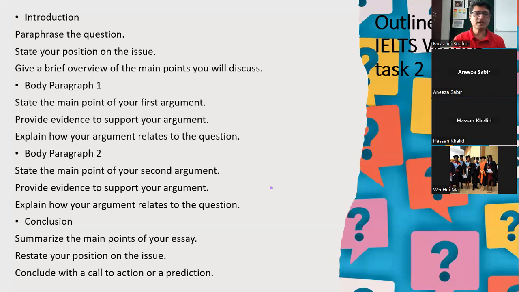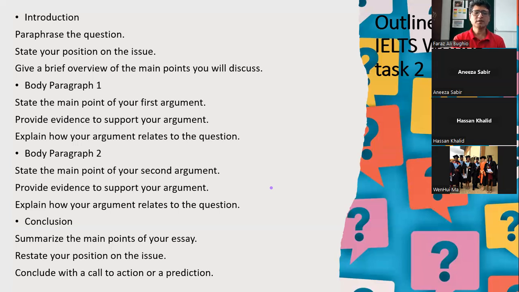And then the second paragraph, same thing. State the main point of your second argument, and provide evidence. Please do not just state. Evidence is important. As I said earlier, writing an essay is like pleading a case. The other word for essay is trial. It's a trial that you are in, and you are supposed to defend your argument.